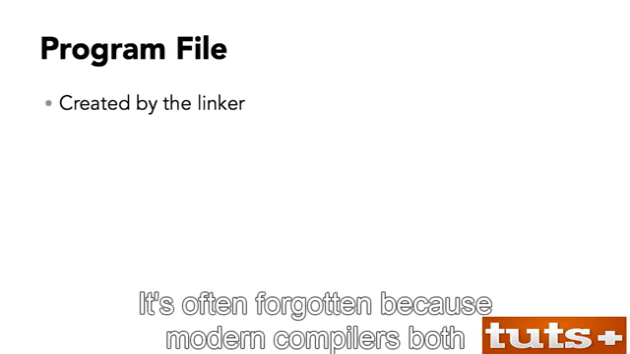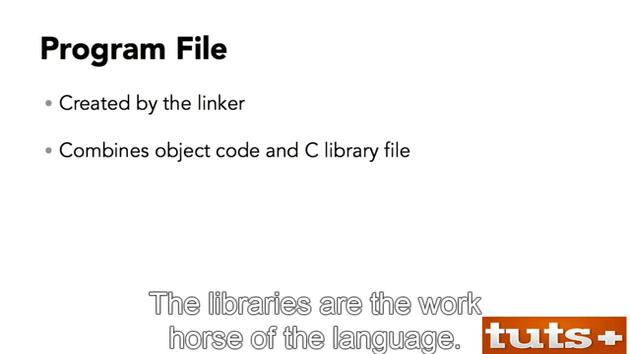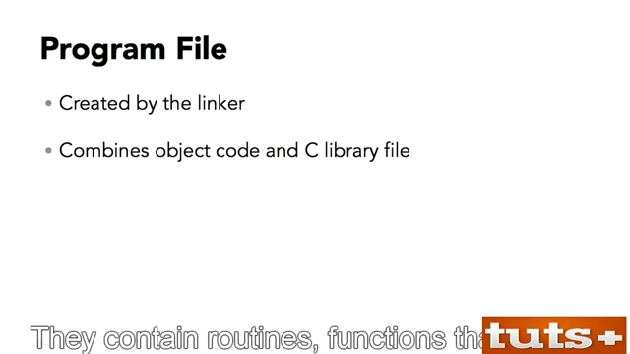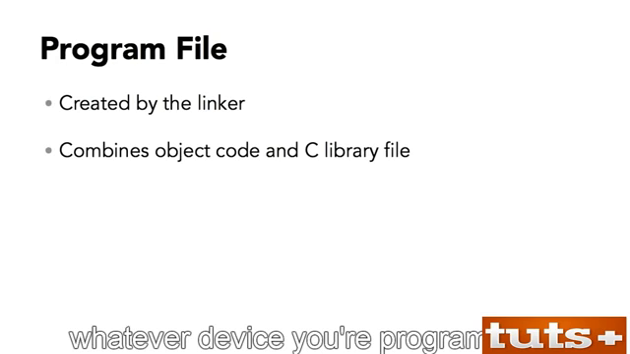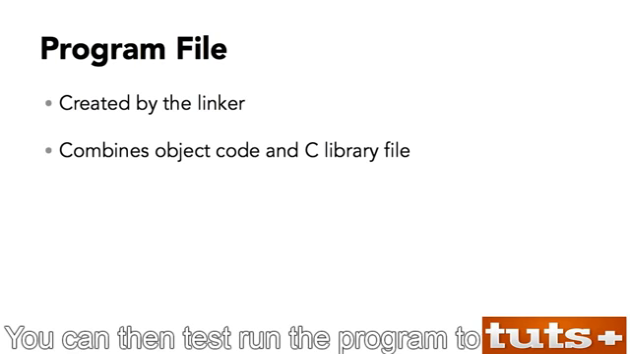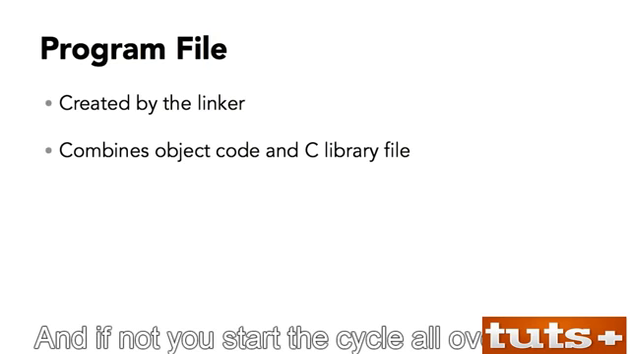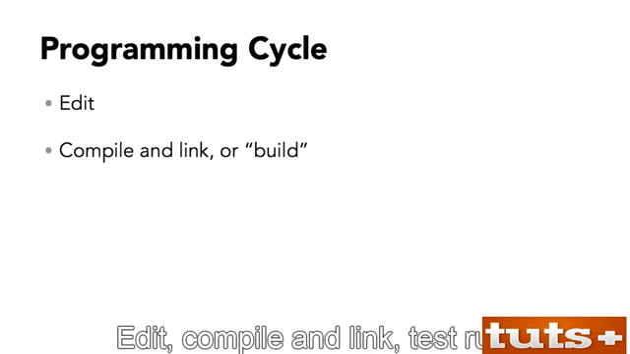It's often forgotten because modern compilers both compile and link, but linking is really a separate step. The linker takes the object code file and combines it with C language libraries. The libraries are the workhorse of the language. They contain routines or functions that control whatever device you're programming. If all goes well, the end result is a program file. You can then test run the program to make sure that it works the way you want it to. And if not, you start the cycle all over again. Edit, compile and link, test run.